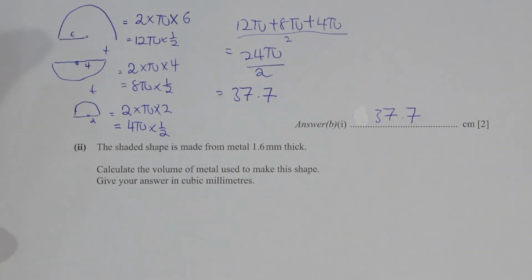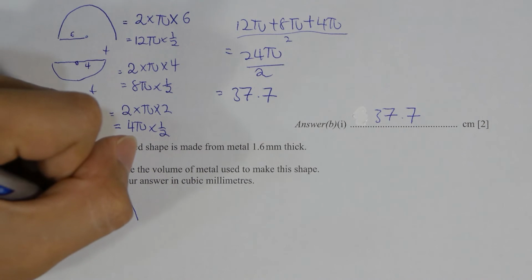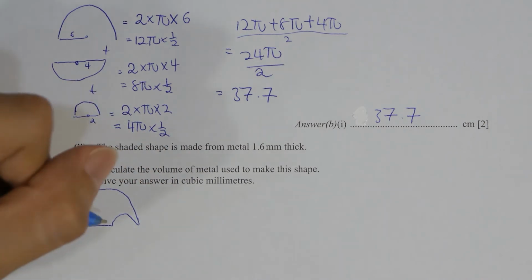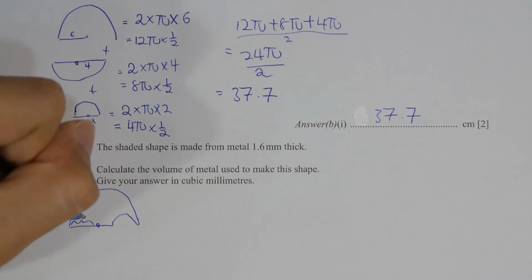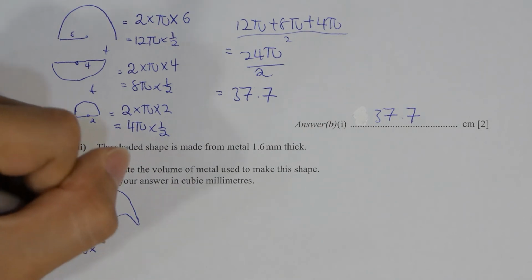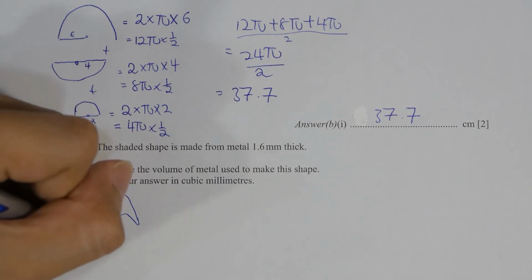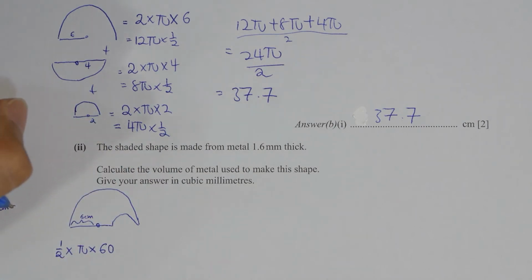Then you are now required to find the volume. Okay, so half times pi times 60 square. Do you know why it is 60 square? Because the information that we have gotten is actually in cm. So 1 cm is 10 millimeter, hence 6 cm will actually be 60 millimeter.